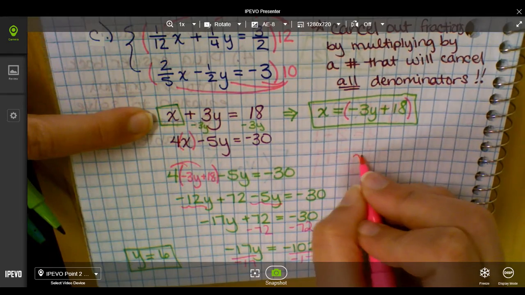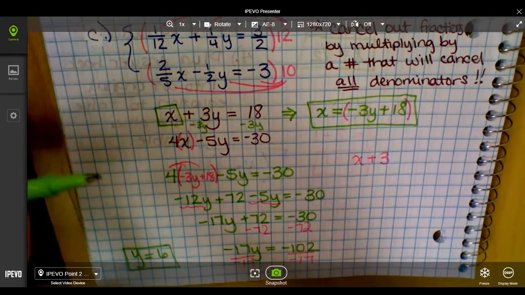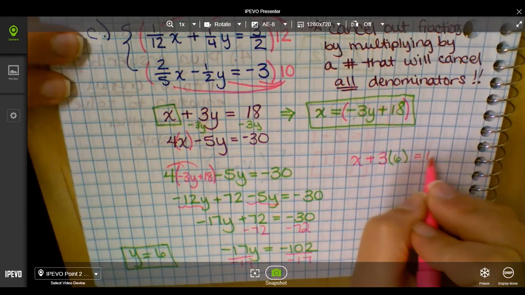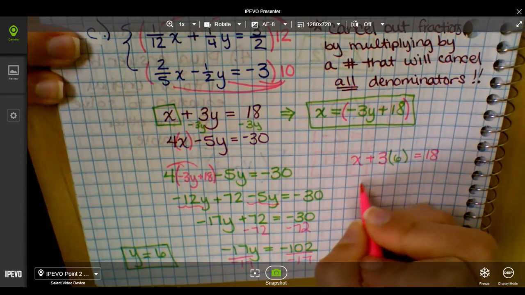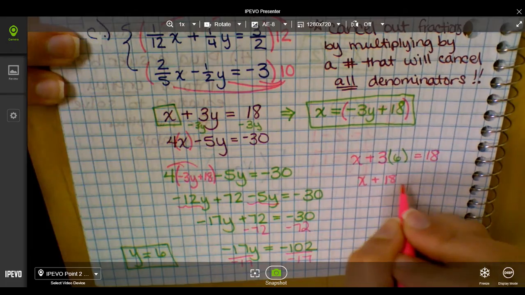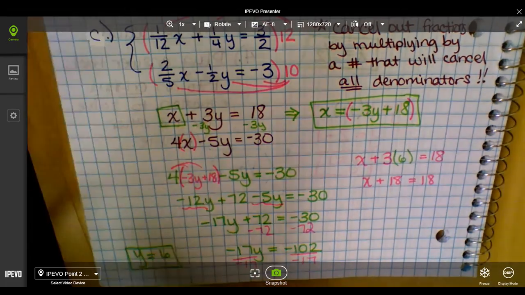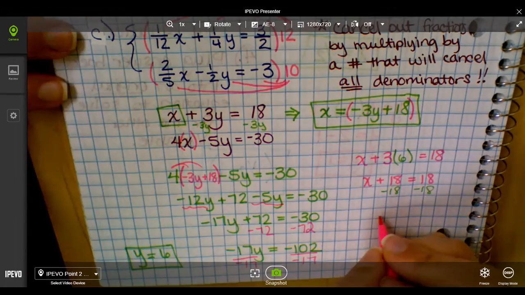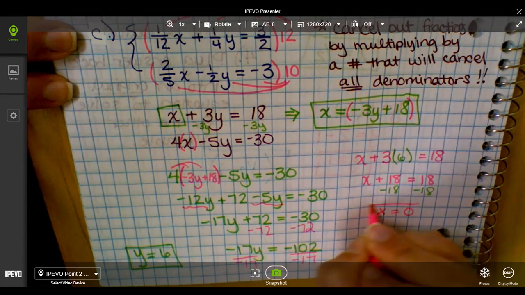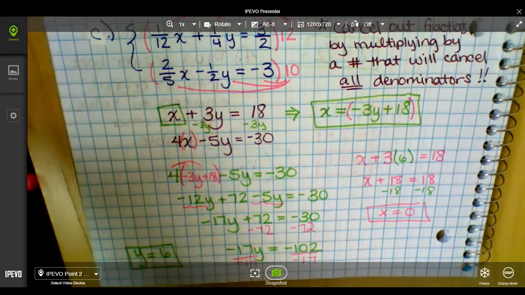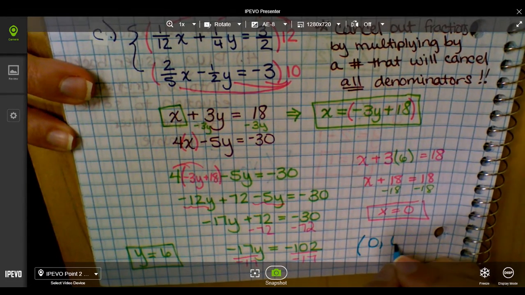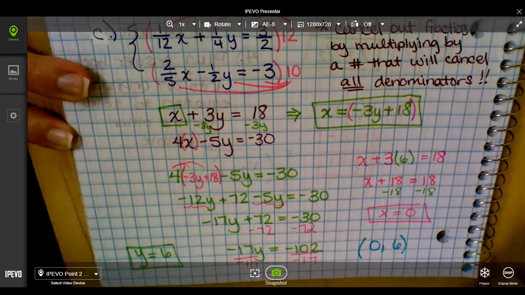So I have x plus 3, and then now I'm plugging in 6 for my y, equals 18. So then x plus 18 equals 18. Subtract 18. And this is still okay. I can have x equals 0. So 18 minus 18 is 0. That just means that my solution to this one is (0, 6).